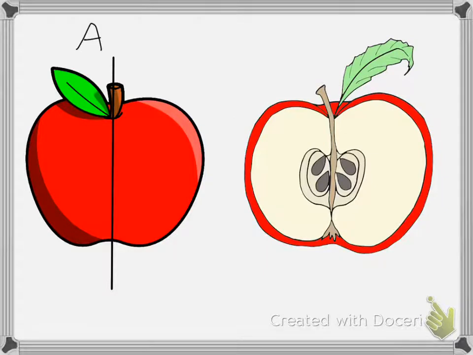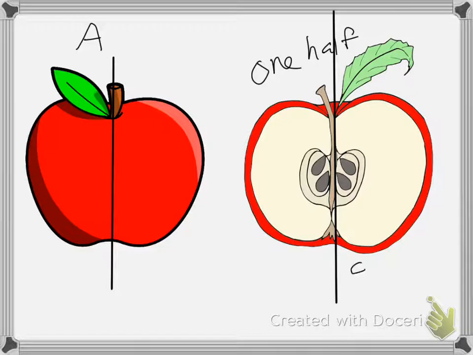So when I cut it in half, I end up having two halves, and each piece I would call 1/2 of the apple. Now what happens if I take that half and I cut it in half again? If I cut this half in half, then I would have a total of 4 pieces. Since I have 4 pieces, one piece would be 1/4 of my apple, because there would be 4 pieces in a whole apple.